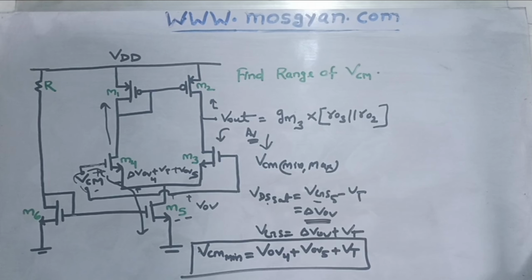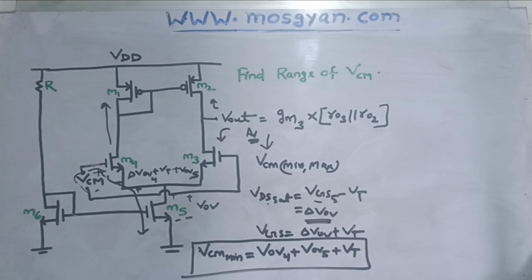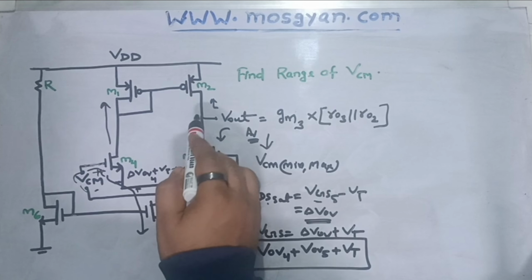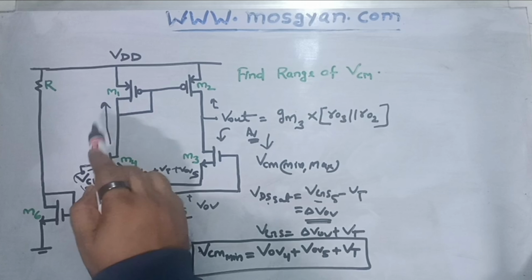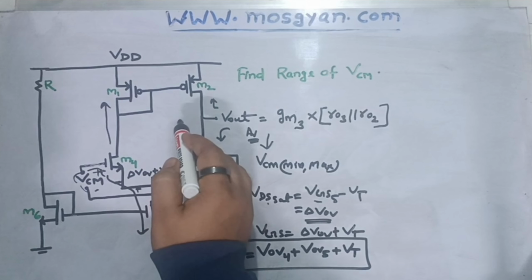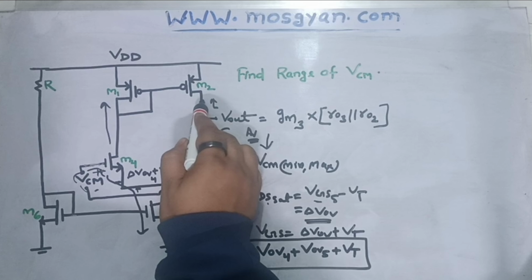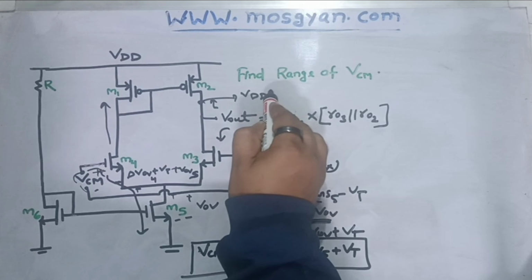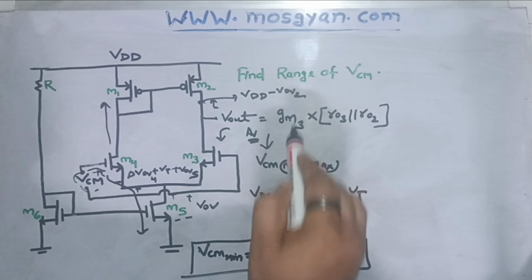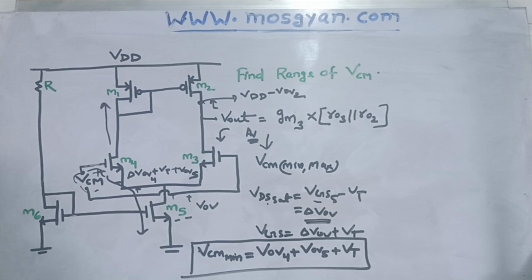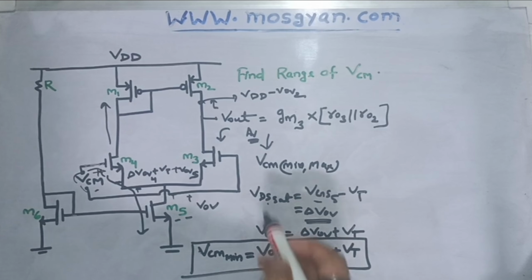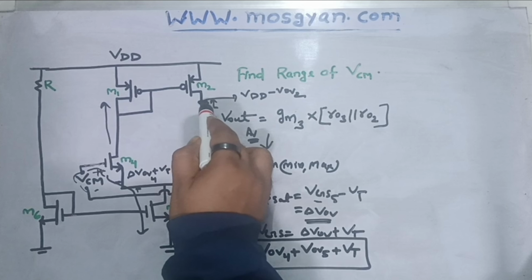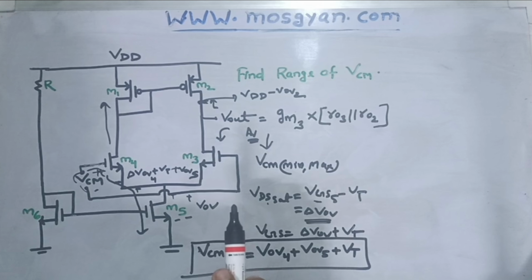this is important. Now let's talk about VCM max, the maximum common mode voltage which this op-amp can support. As I mentioned, the maximum will be explained by the upper part. So the maximum value which this node can have would be equal to VDD minus VOV of MOS M2, right? Because VOV is the minimum voltage which is required for MOS M2 to be in saturation. And if I subtract that margin from VDD, that's the maximum potential I can get at this node, correct?